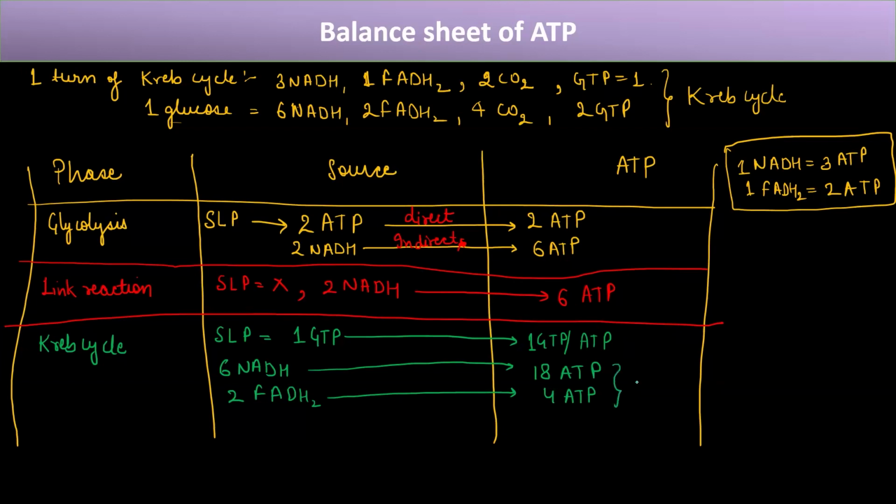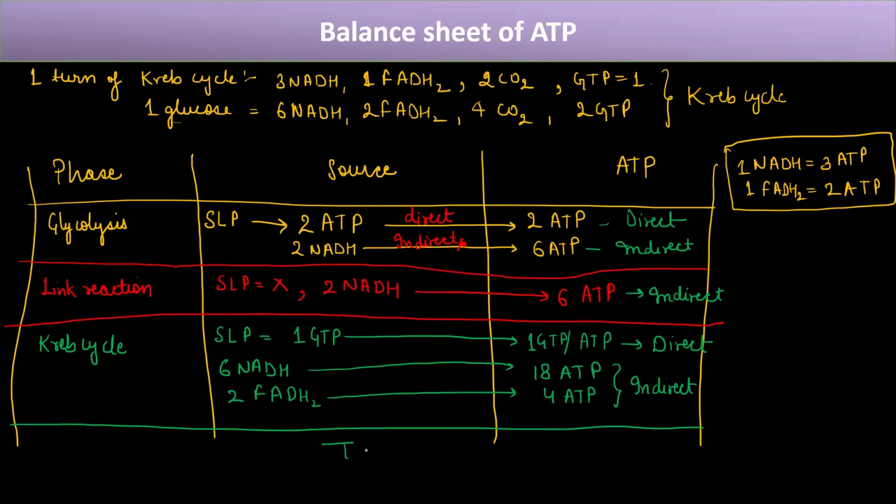Out of this, these two are indirect, because here NADH and FADH2 will indirectly contribute to ATP synthesis, and this one is direct. Similarly, this one is indirect. Okay, this is also indirect, and this is direct. So this will also help you remember how many ATPs are produced directly and how many indirectly. By directly, I mean via substrate level phosphorylation.